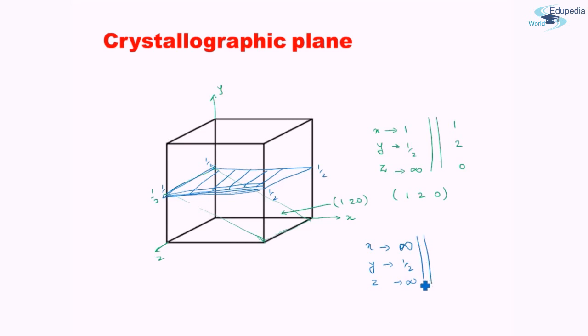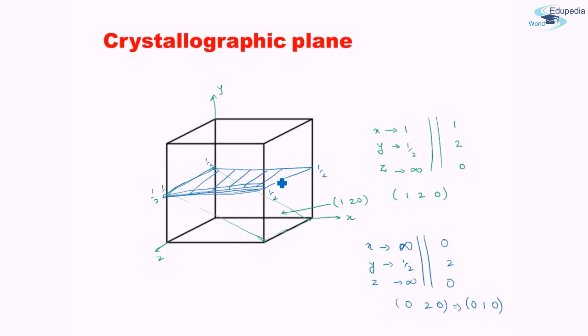When I mean that z is cutting at infinity, that means it is parallel to the z-axis. It never actually cuts it. That's why infinity. Now we take the reciprocal of this, so it turns out to be 0, 2, 0. So this plane, you can say that this is the 0, 2, 0 plane. But note that here we have not reduced it into the smallest possible integers. We do that and what we get is 0, 1, 0. So this plane turns out to be 0, 1, 0.